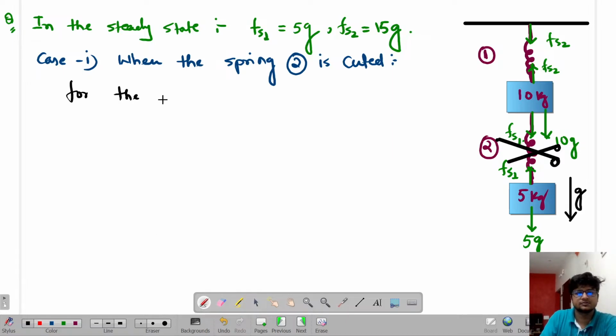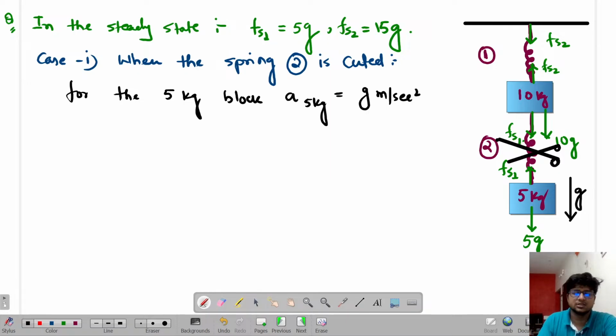For the 5 kg block, acceleration of 5 kg will be simply equal to g meter per second square. Is that clear or not? Now, if I take 10 kg, as we know that, please mute your mic.